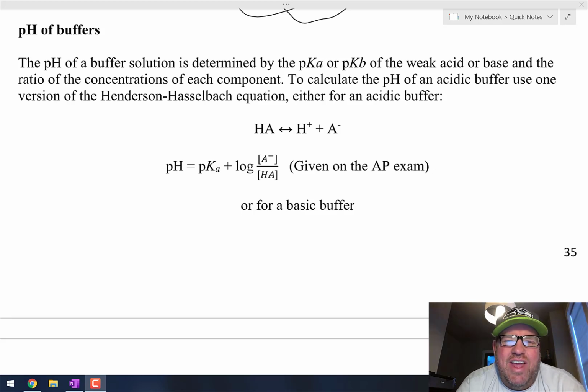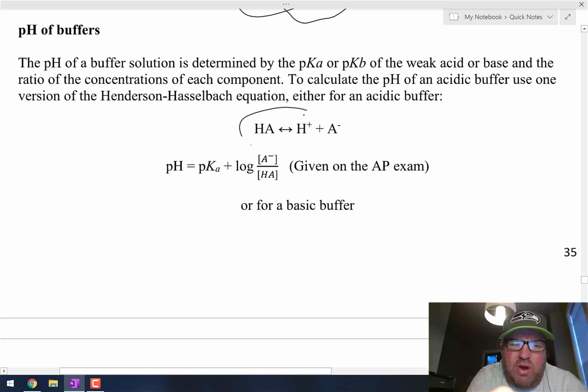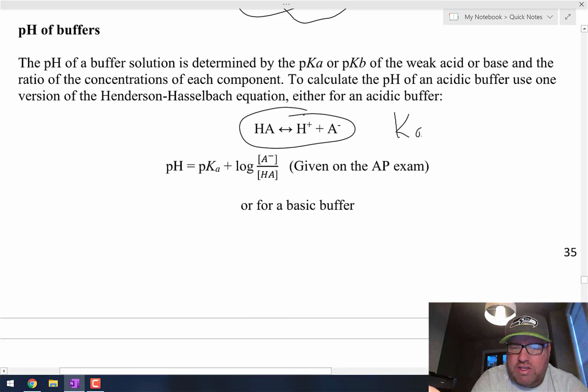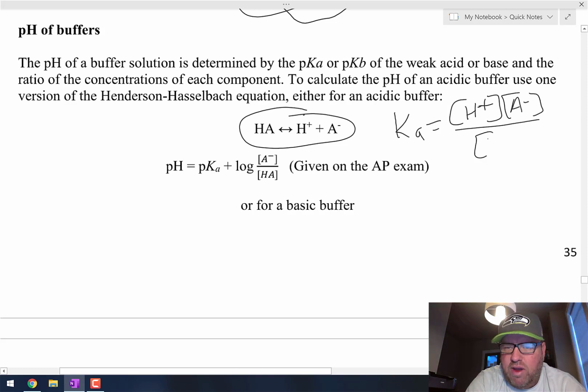In the case of a weak acid situation like this, we know that we've got this equilibrium where the weak acid dissociates to a very small extent to form H plus and A minus. And we know that the Ka expression for that equation is the concentration of H plus times the concentration of A minus over the concentration of HA.